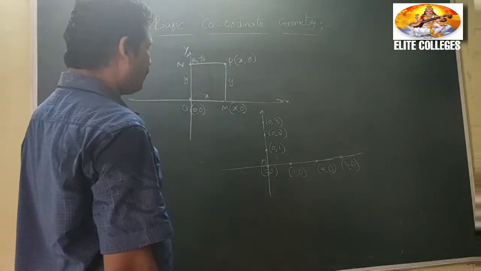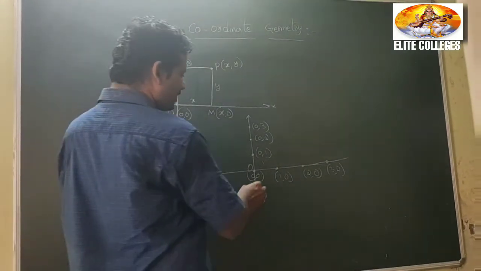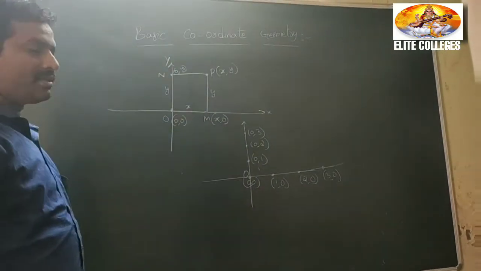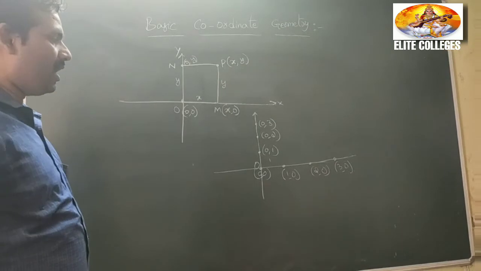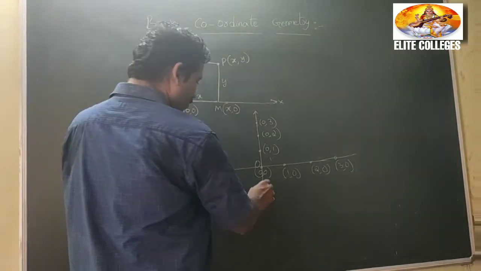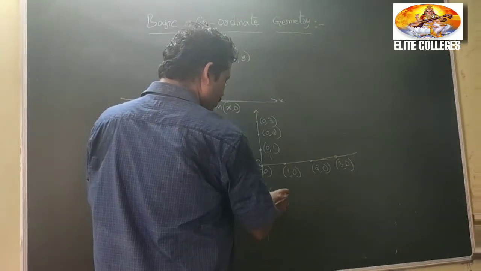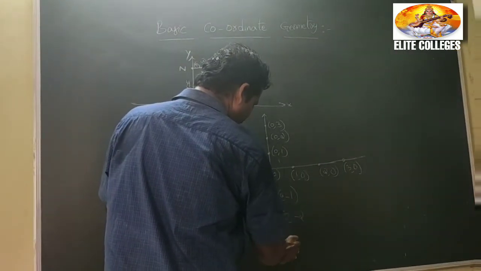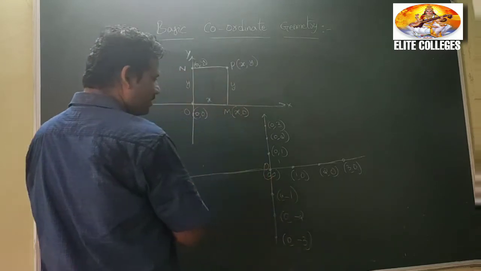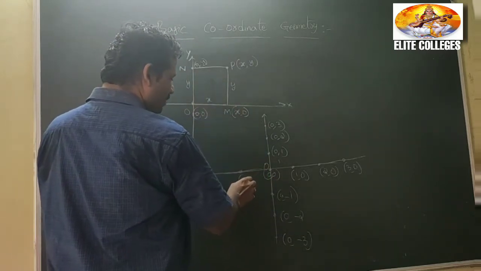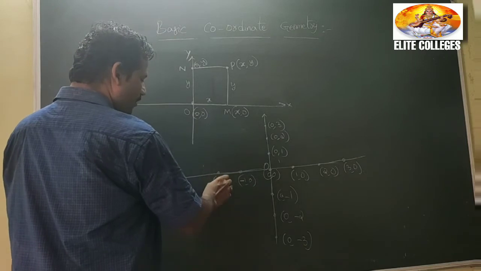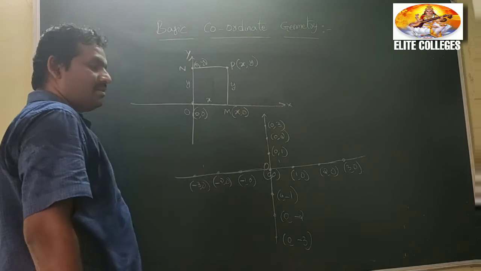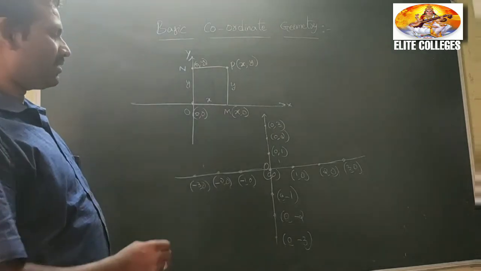That is the points on the y-axis. So the points on the x-axis are of the form 1 comma 0, 2 comma 0, 3 comma 0, and so on. And the points on the y-axis are of the form 0 comma 1, 0 comma 2, 0 comma 3, and so on. Then 0 comma minus 1, 0 comma minus 2, 0 comma minus 3, like that. And on this side, minus 1 comma 0, minus 2 comma 0, minus 3 comma 0, and so on.